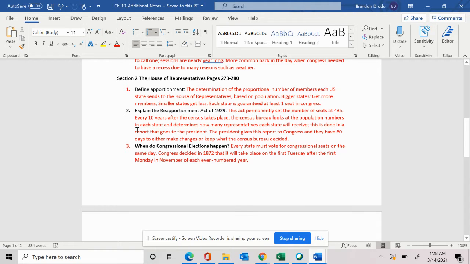So, Section 2 is talking about the House of Representatives, and the first thing we wanted to talk about is apportionment. So, just think of apportionment as how many representatives a state gets. And so each state gets representatives, and it's all based on how much their population is.